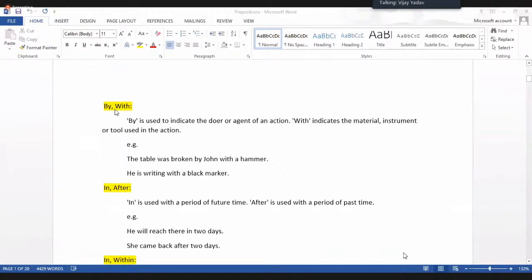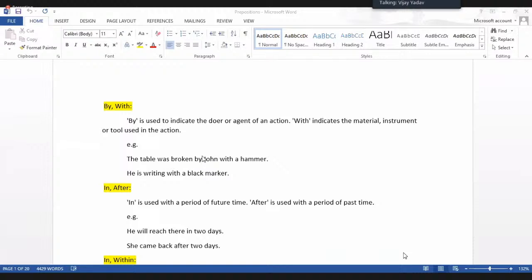So by indicates the agent of the action, and with indicates the material, instrument, or tool that we use in the action. For example, the table was broken by John. Isn't it? The table was broken by John.